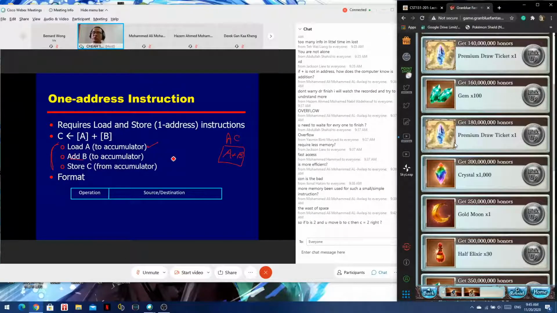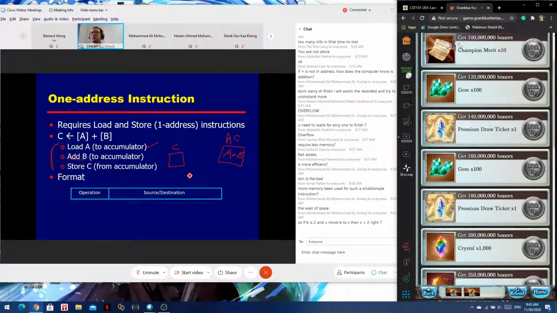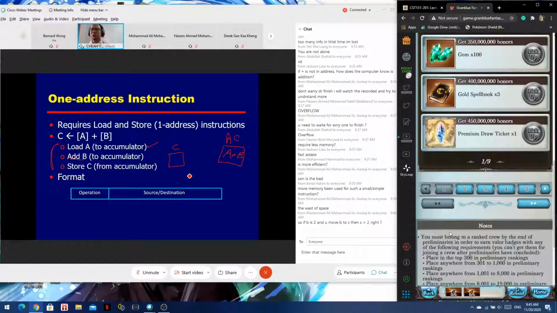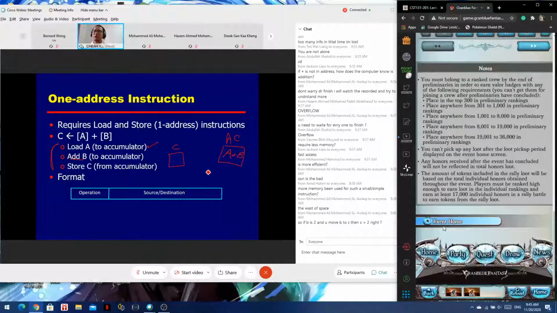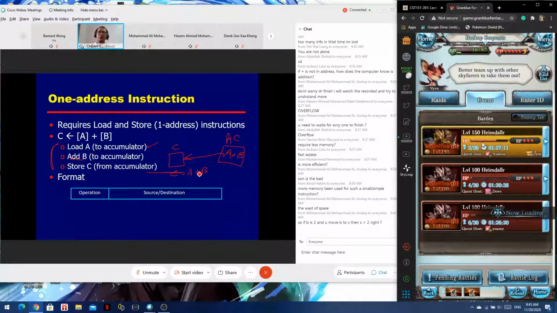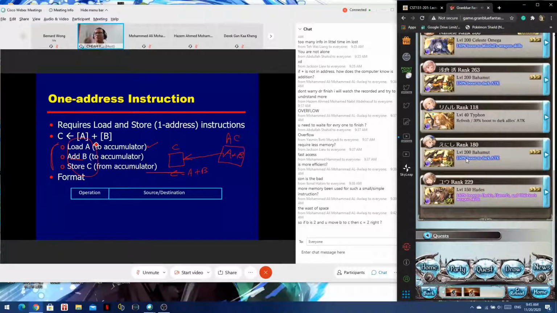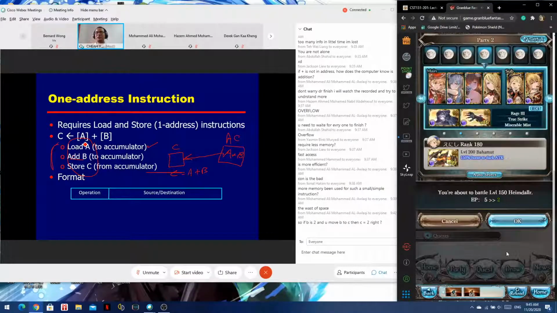Then you store C, assuming that in memory you have a variable C there, some location in memory. So you say store C. Store what to C? Store the accumulator to C. Okay, so this content here is then transferred to C. So in the end, C equals A plus B. All right. If you look at all these instructions here, all of them have only one address inside. Okay, they will all look like this.